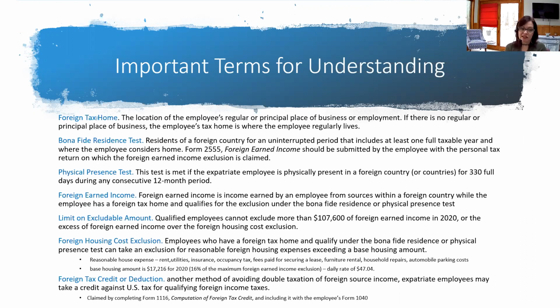Foreign tax credit or deduction is any method of avoiding double taxation of foreign source income. Expatriate employees may take a credit against U.S. tax for qualifying foreign income taxes. Claimed by completing Form 1116, computation of foreign tax credit, and including it with the employee's Form 1040.